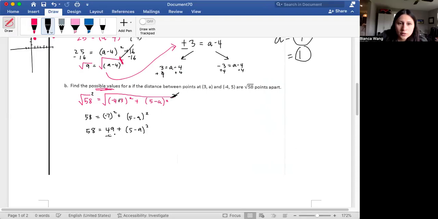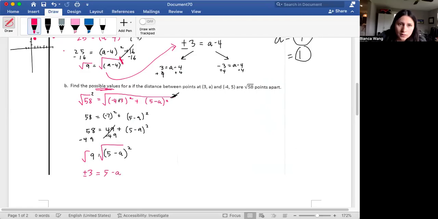I'm going to subtract 49 from both sides, so this goes away. And I have a 9 again. 9 equals, sorry, I keep reading it backwards, 5 minus a squared. So the opposite of squaring is to square root. Square root both sides. Square root of 9 is positive or negative 3.